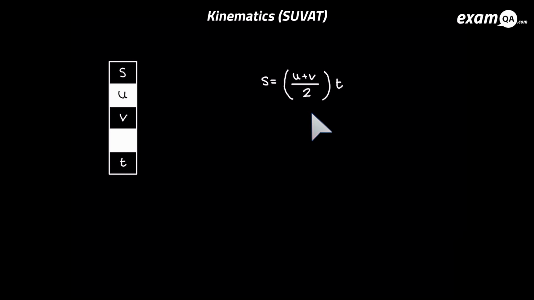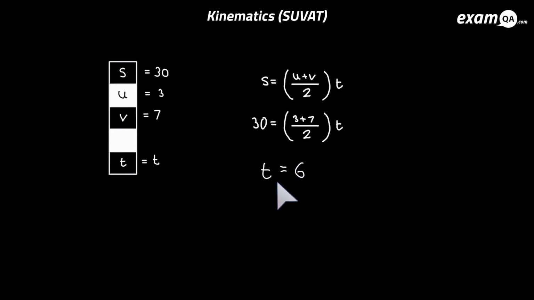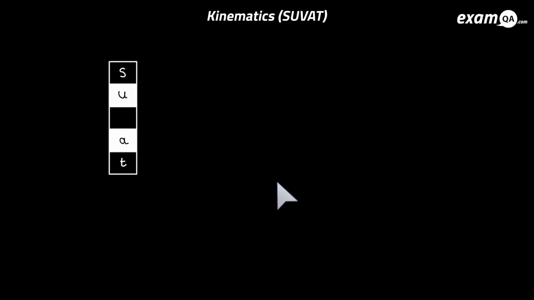Okay, so we're going to get some numbers and use this formula. We need to work out T. So let's go ahead and fill in the formula. We're going to have 3 plus 7, which gives us 10, divided by 2 makes it 5. Then you'll just simply divide both sides by 5. So it'll be 30 divided by 5, which gives us 6 as T. You should be finding that part easy. It's just simple algebra.